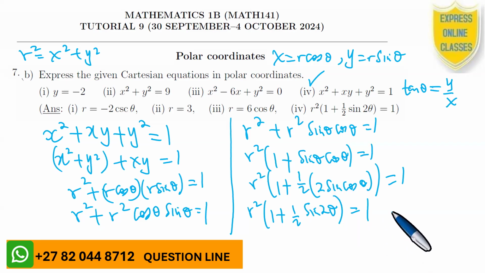Because we know already that sine 2 theta is always 2 sine theta cosine theta. So that is what we have. You need to think about what we need to do.